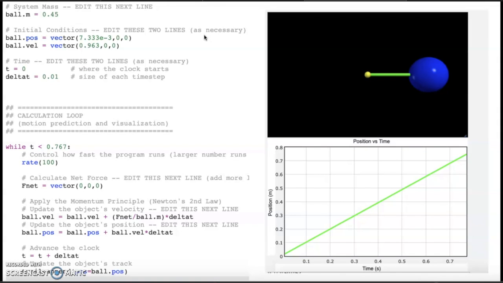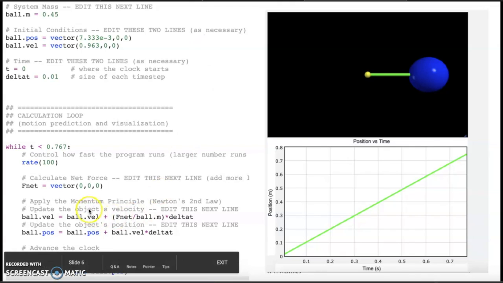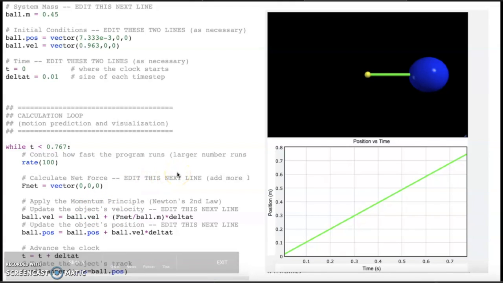This is the code that I use in GlowScript in order to model my ball's position. I only had to input the initial conditions that I got in the last slide, as well as changing the net force, which we assumed to be 0 based on Newton's second law, and then also changing the object's velocity using the momentum principle.